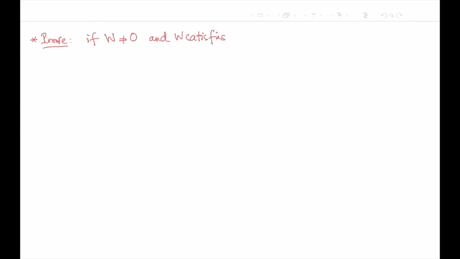And as I said, I'm going to prove that if W is non-empty and W satisfies A and B, then W satisfies property number 4. Furthermore, the 0 in W turns out to be the 0 in V as well.